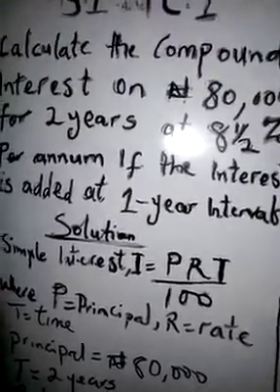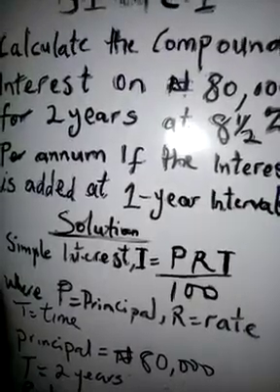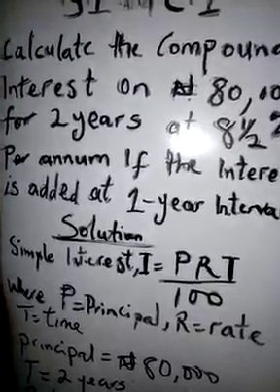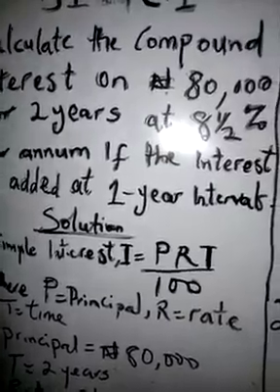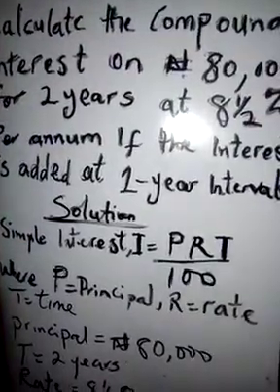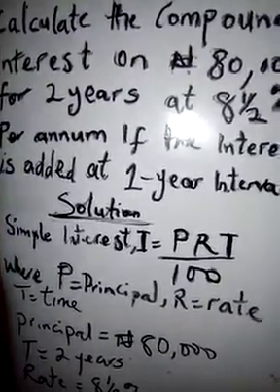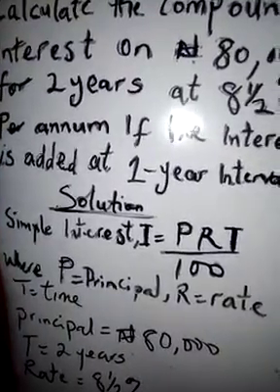The question for today, the random question for today, is about simple interest and compound interest. The question is: calculate the compound interest on 80,000 naira for 2 years at 8.5% per annum, if the interest rate is added at 1 year interval.